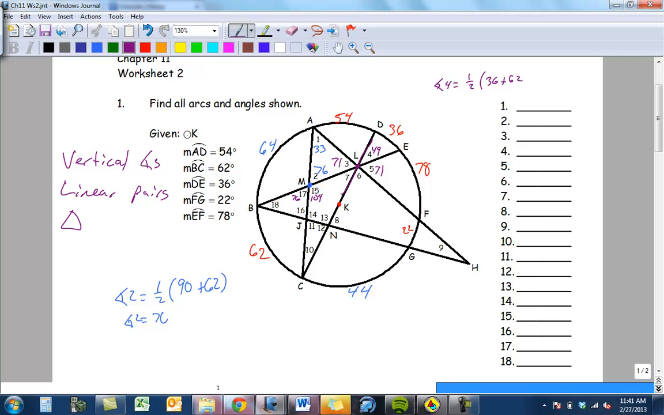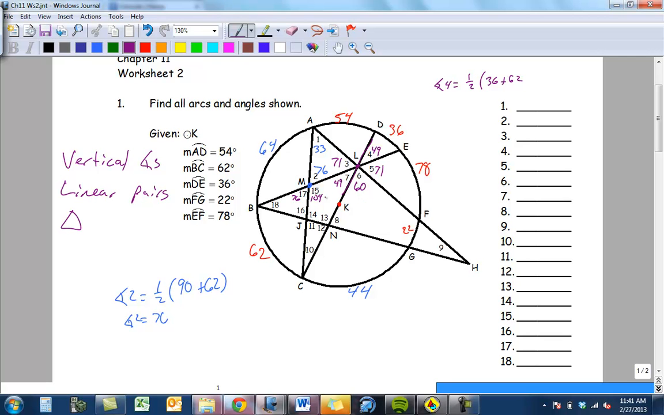Here's a straight line here. 49 plus 71 is 120. That means that angle 6 is 60 degrees. All right, and take it from there.